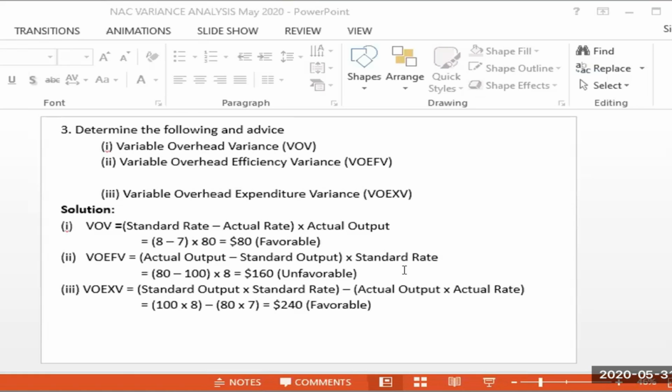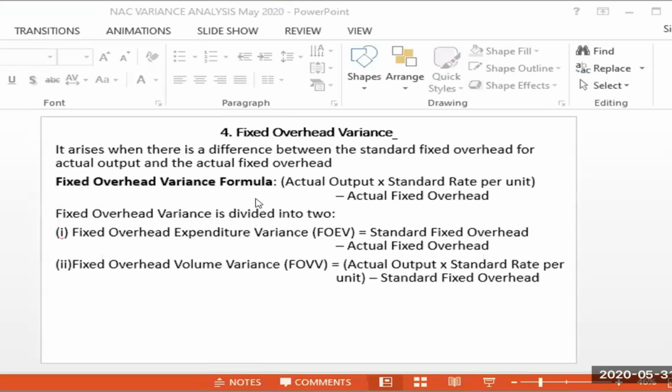Okay, so now back to fixed overhead variance. Fixed overhead variance arises when there is a difference between the standard fixed overhead for actual output and the actual fixed overhead. Fixed overheads do not change with the level of output. They remain unchanged, whether we produce more or we produce less. So somehow we have to incur the fixed cost. The formula for fixed overhead variance is actual output times standard rate per unit less actual fixed overhead.